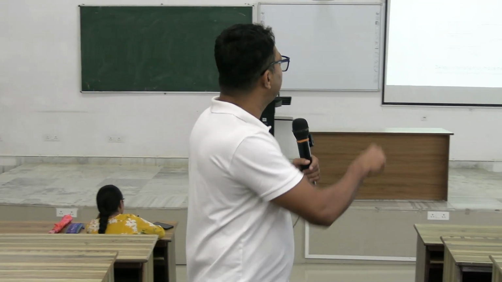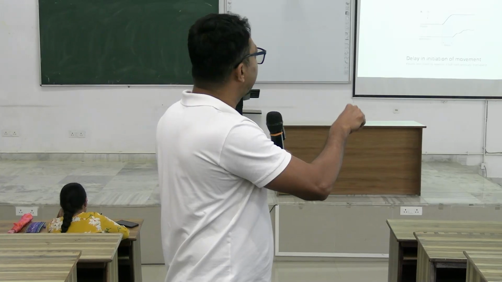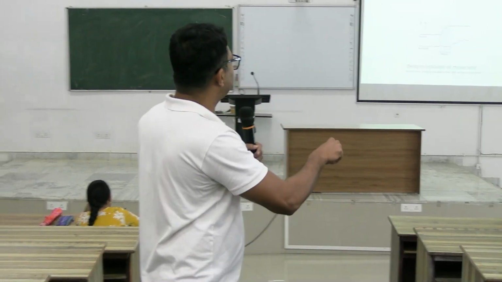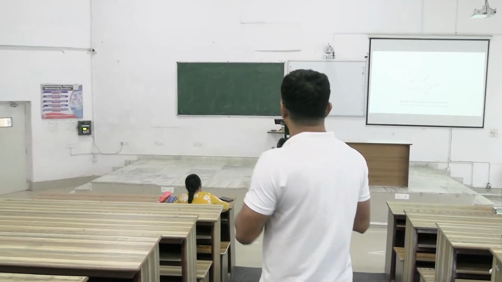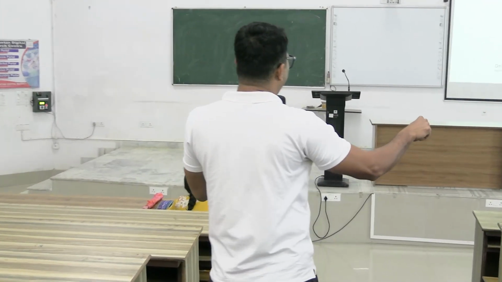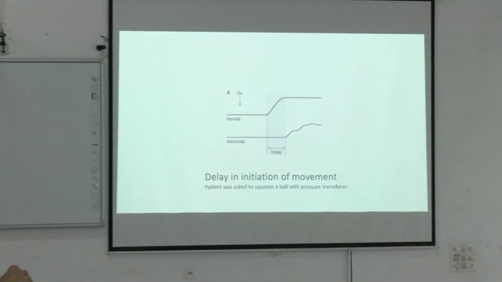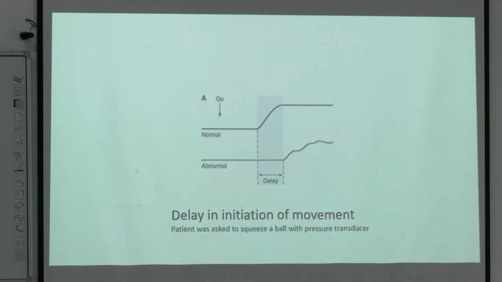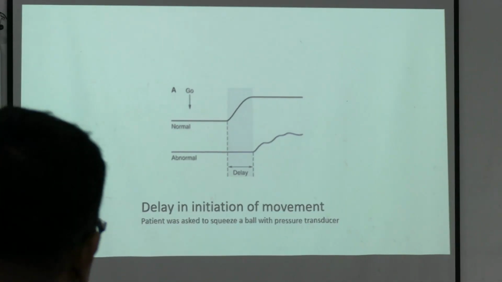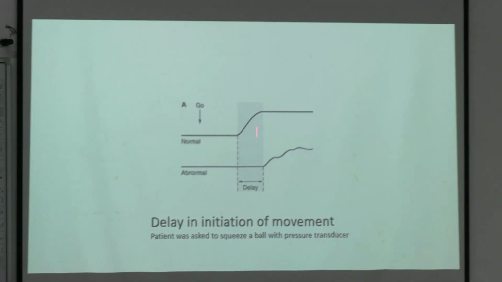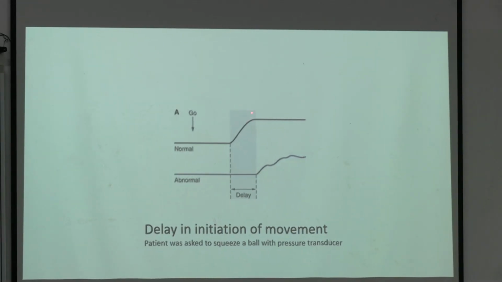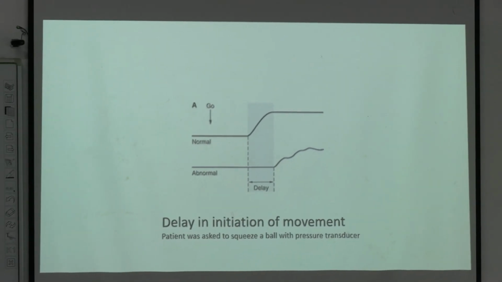In this example, along the y-axis is the pressure, and along the x-axis is time. The patient was asked to squeeze a rubber ball. Squeezing starts from this point in a normal healthy individual, and squeezing starts from this point for a patient with cerebellar lesion. Clear?